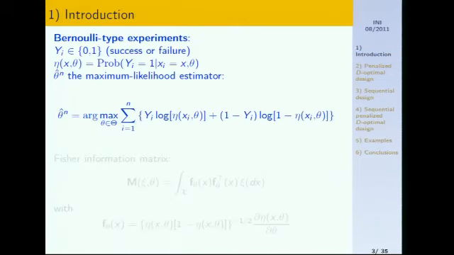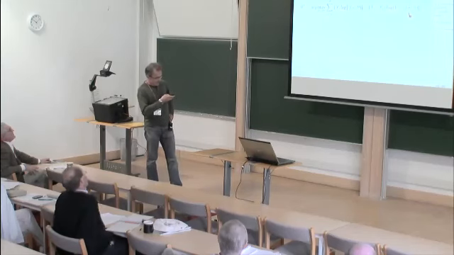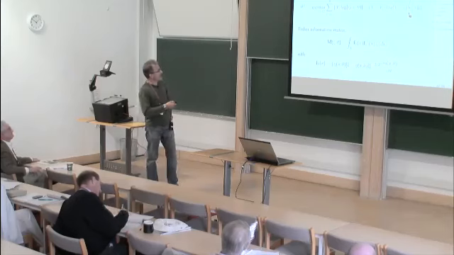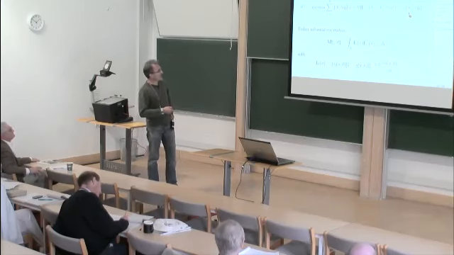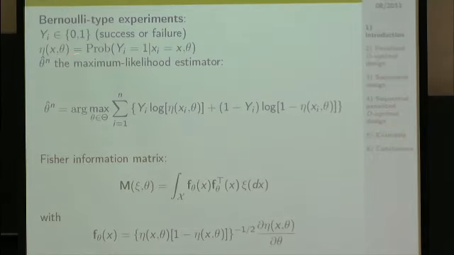So the typical type of model we are going to consider is for Bernoulli type experiments, where we have a success or failure, and we have the probability of success, which is modeled and depends on some parameters, and the probability of success is denoted by eta here. So we are going to estimate these parameters by maximum likelihood. So we maximize here the log likelihood. The Fisher information matrix has this form, and here, f is this vector here. This is just the case where we observe success or failure, and we will have an example where we observe more things than that.